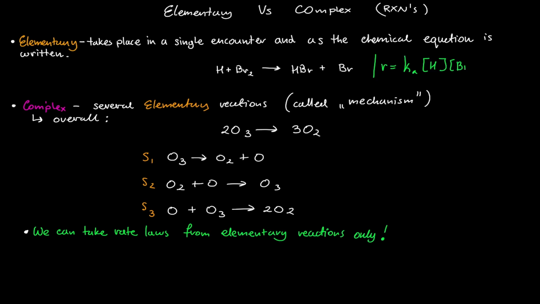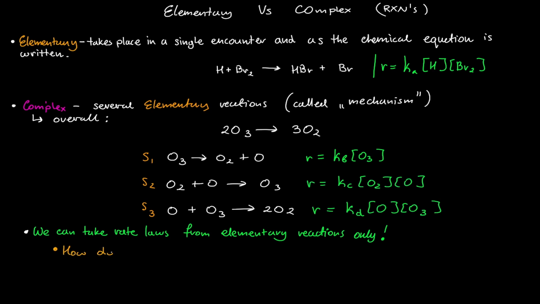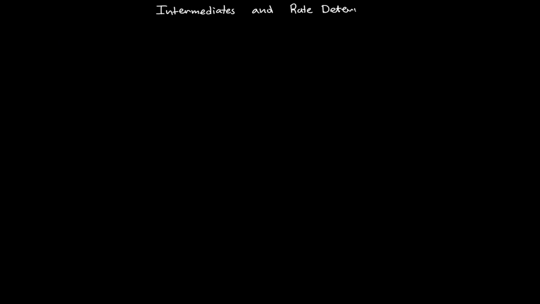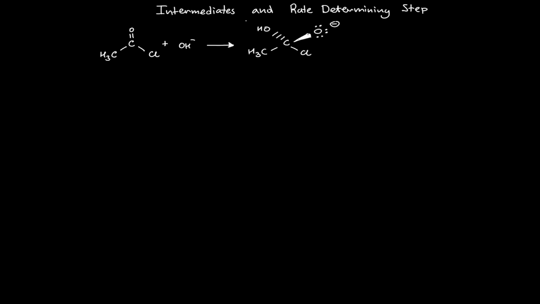Here on top we can write that rate equals k multiplied by the H and Br concentrations. We can do the same thing for each of the steps of the complex reaction that we have on the bottom. However, we cannot really generalize this and write that the rate of this reaction is k multiplied by [O3] squared. Yeah, you know what I mean. And how do we actually get those rate laws for those complex reactions? Only experimentally. You need to remember this. Okay, so let's look at an example right here of nucleophilic substitution.